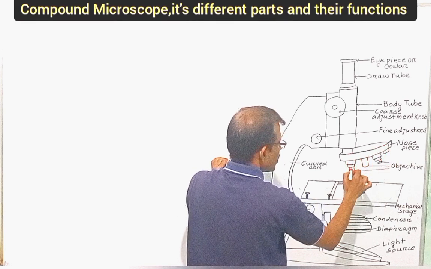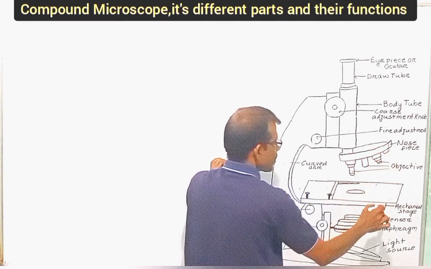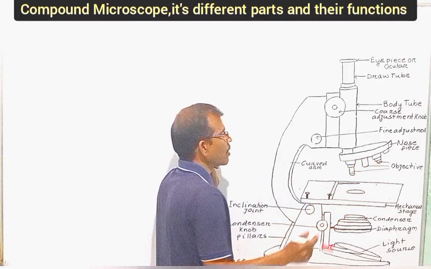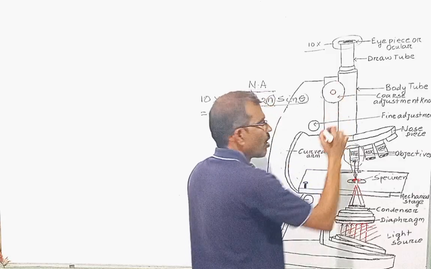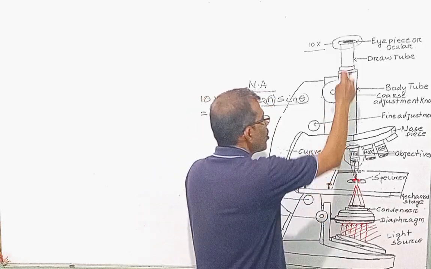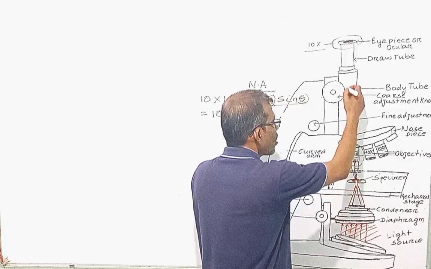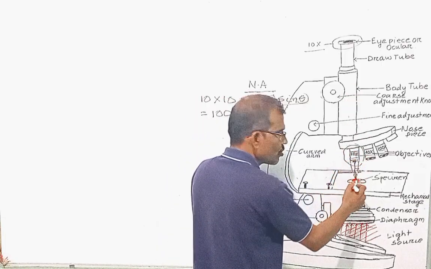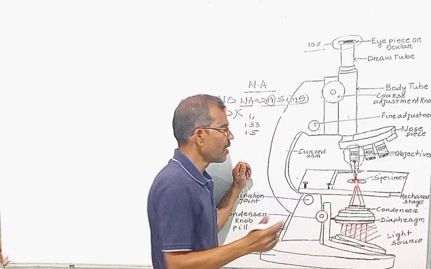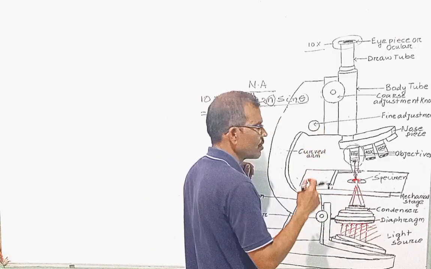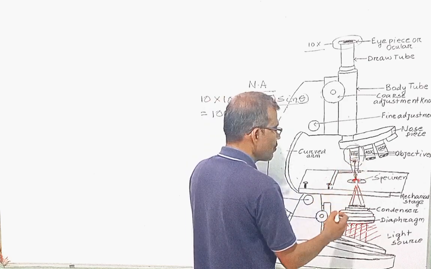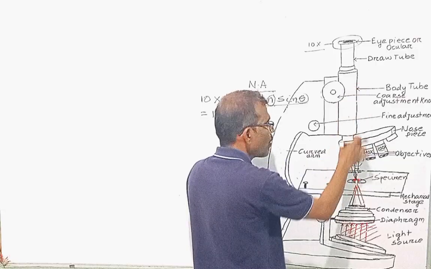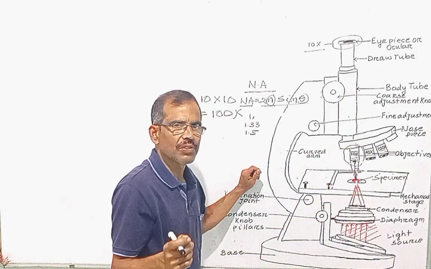It is associated with several objective lenses of different magnifying power and resolving power. The coarse adjustment knob is used to move the body tube up and down through a long distance so as to bring the objective lens into focus. On the other hand, the fine adjustment knob is used to bring the objective into sharp focus by moving the body tube up and down through a small distance.